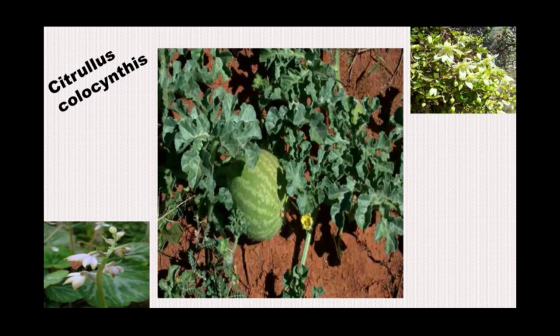Now this is Citrullus colocynthis. This is a cucurbit plant. It is commonly known as the bitter apple, bitter cucumber, desert cucumber, etc. It is usually found distributed in desert areas and it has high medicinal value.